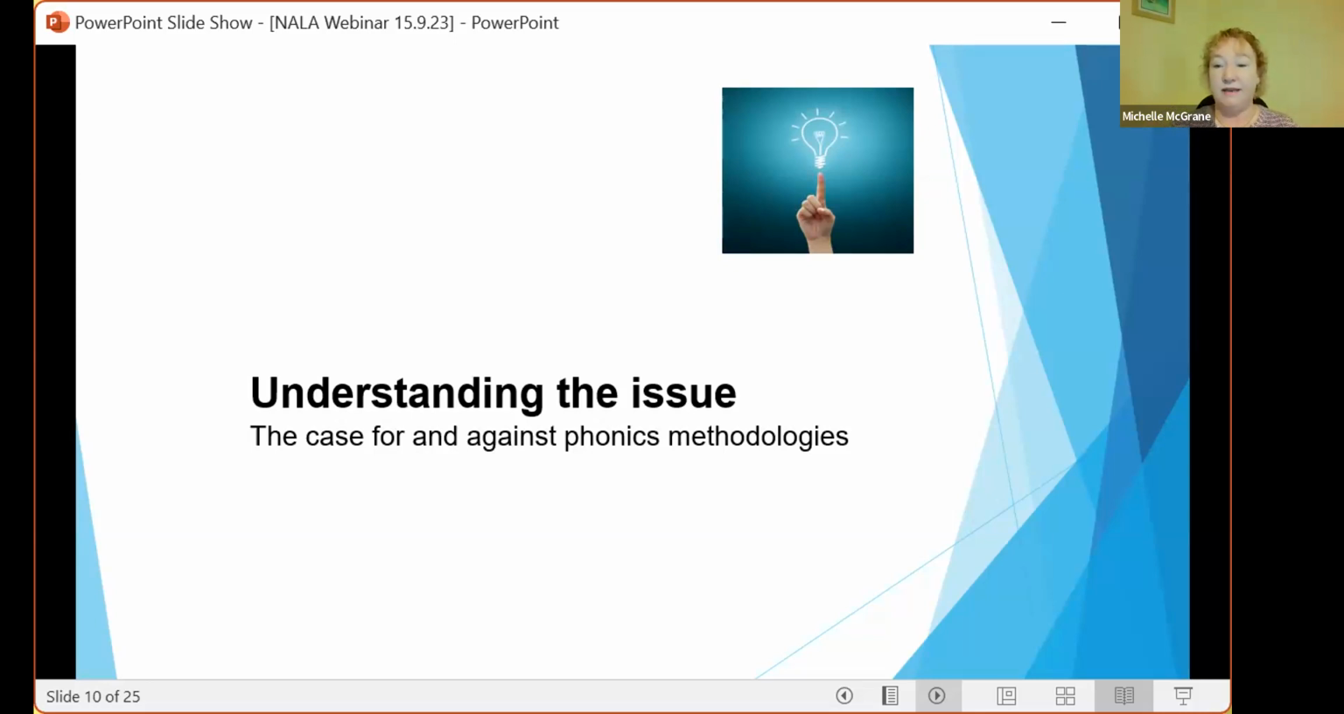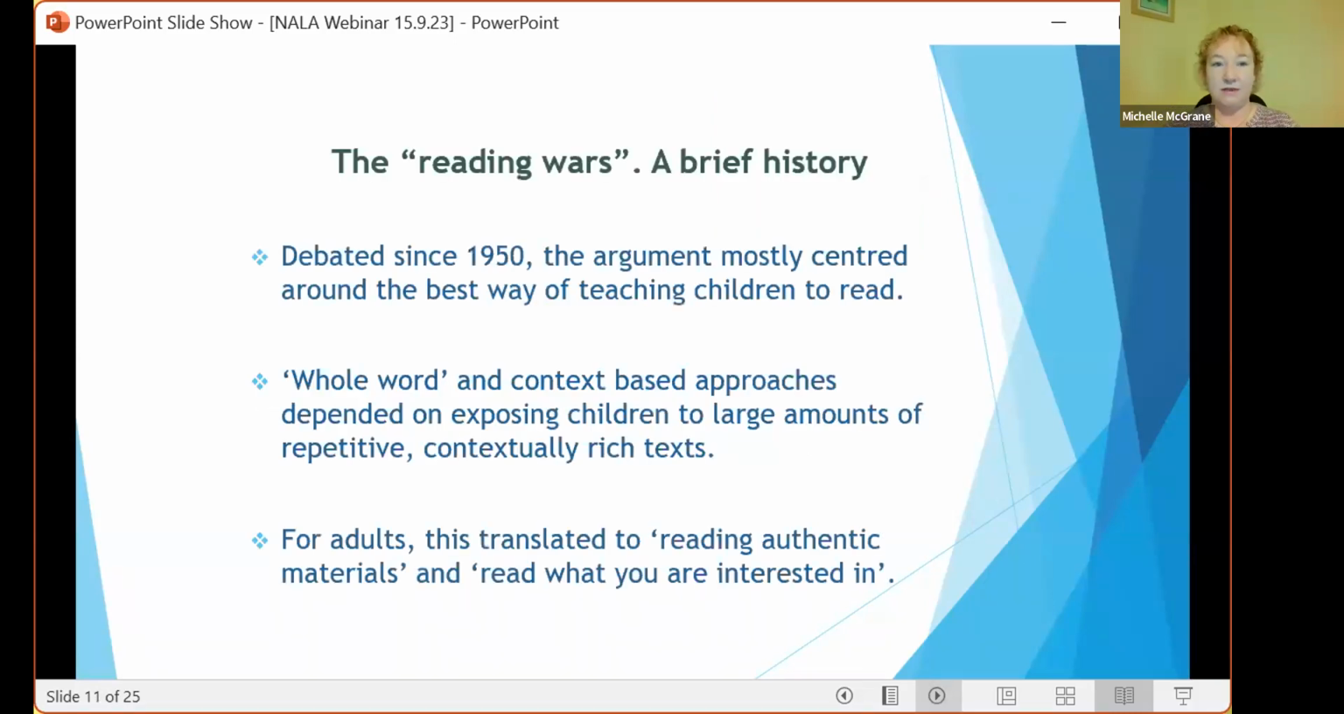This is great. I finally feel that I'm getting somewhere. So I just want to give a little bit of background about phonics. Okay, so you may have heard the term the reading wars.